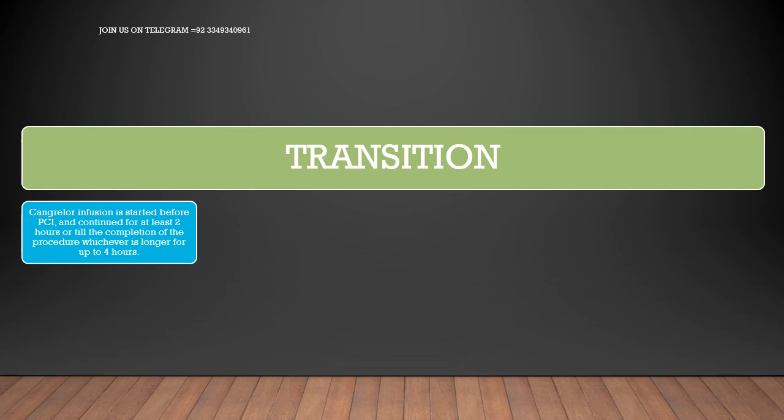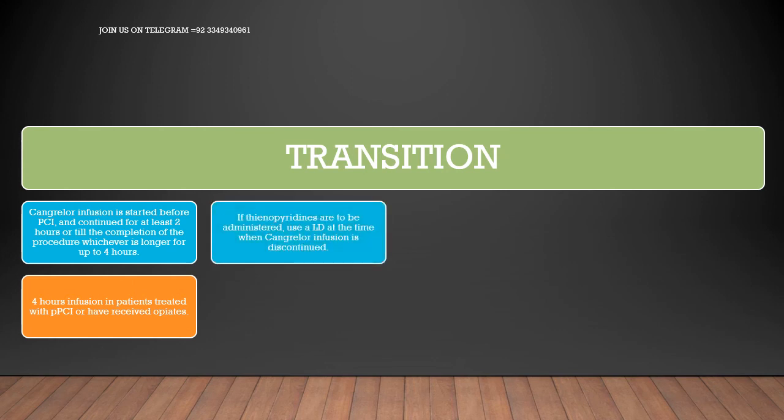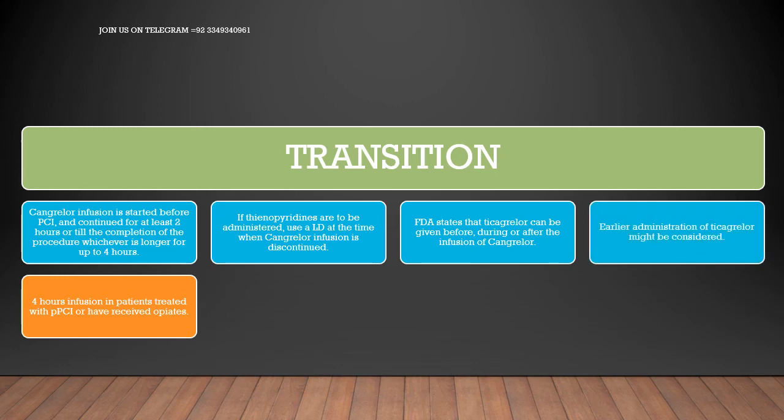Transition. Cangrelor infusion is started before PCI and continued for at least 2 hours or till the completion of the procedure, whichever is longer, for up to 4 hours. It is a 4 hour infusion in patients treated with primary PCI or who have received opiates. If thienopyridines are to be administered, use a loading dose at the time when cangrelor infusion is discontinued. FDA states that ticagrelor can be given before, during, or after the infusion of cangrelor. Early administration of ticagrelor might be considered.